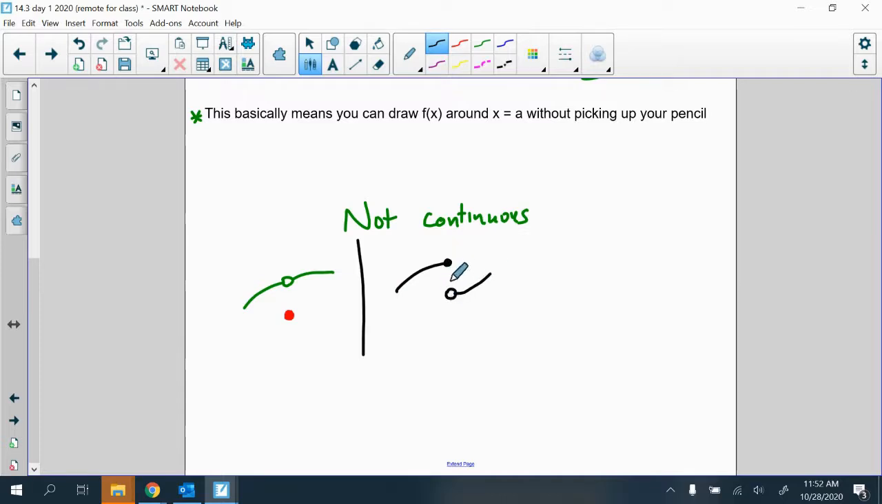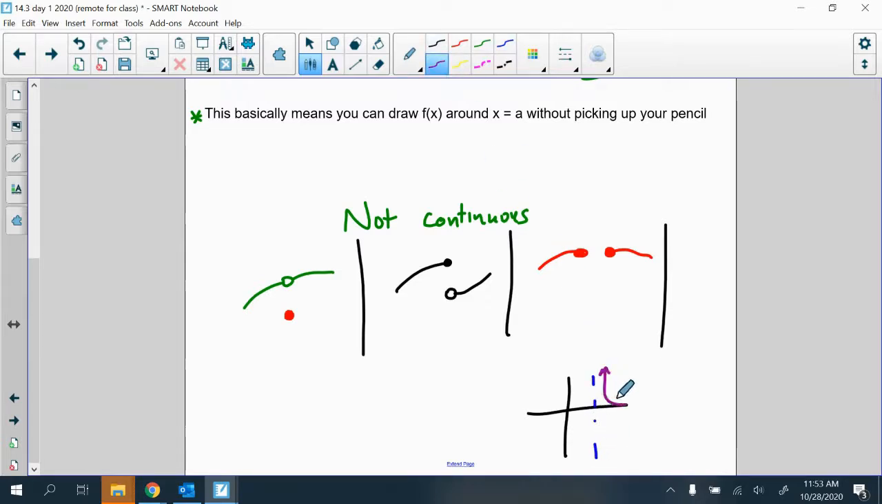you have a jump, or something that looks like this. You have a gap in the function, so there is some sort of values that are missing in the middle. Or you could have a vertical asymptote. These are all instances of functions that are not continuous.